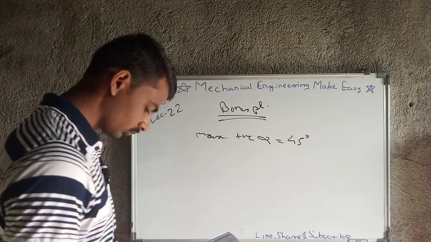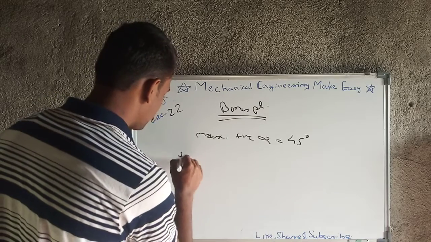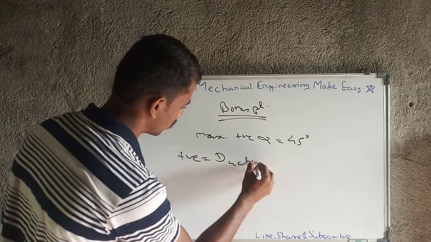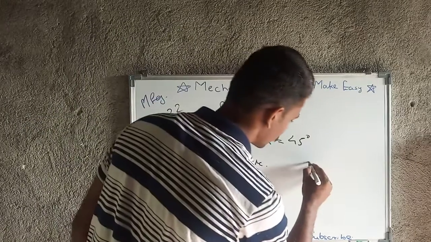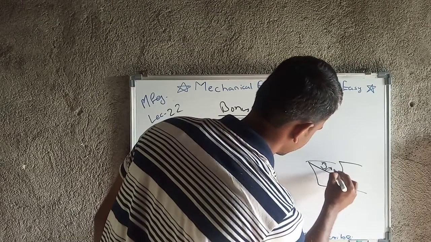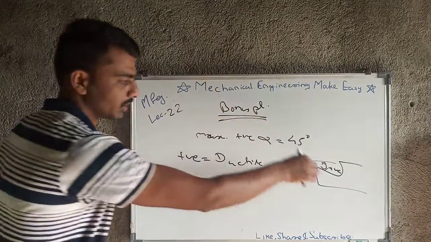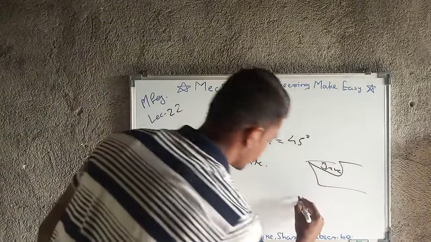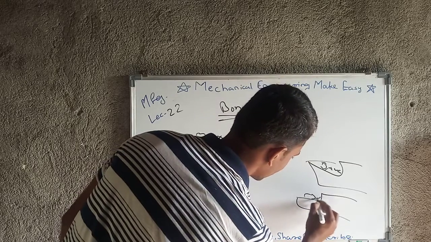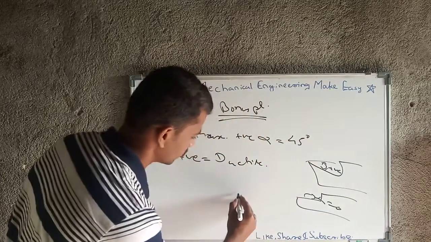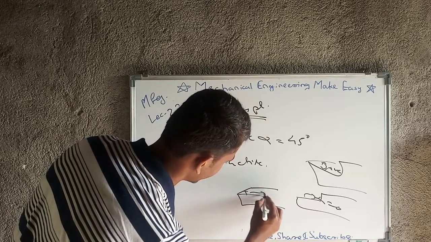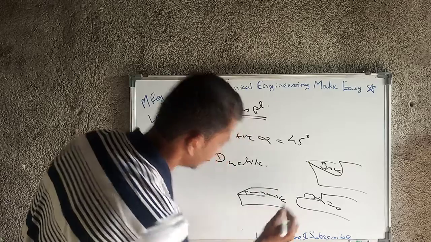And that positive rake angle will be for ductile material. And what is positive rake angle? If the tool is like this, then this is positive rake angle. There is another rake angle, this is zero rake angle, here the alpha is 0. And if the tool is like this, then this is negative rake angle.